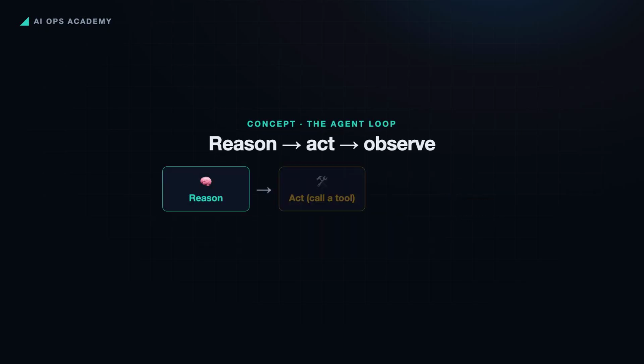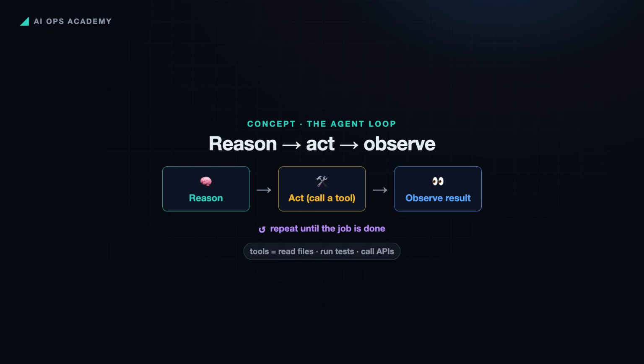So far, our agent does one pass. Real agents run a loop. The model looks at the goal, decides it needs information or an action, and calls a tool. The tool runs, maybe it reads a file, or runs the tests, and returns a result. The model reads that result and decides the next step. Reason, act, observe, repeat, until the job is done. Tools are how an agent reaches outside its own text and touches the real world.